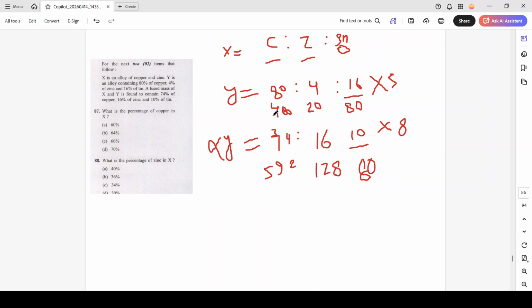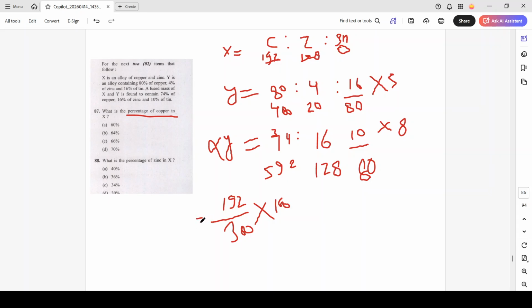So if X is 400 and the total is 592, then what will be the value of X? 192 if I subtract it. And if this is 128 and this is 20, that means zinc will be 108. Okay, and this will be 0. So what is the percentage of copper in X? Copper is 192 and the total is 192 plus 108, that means 300, into 100.